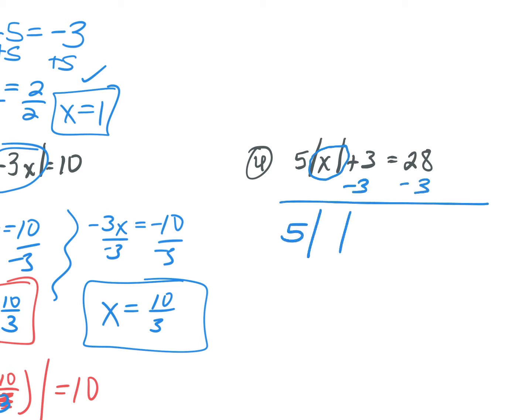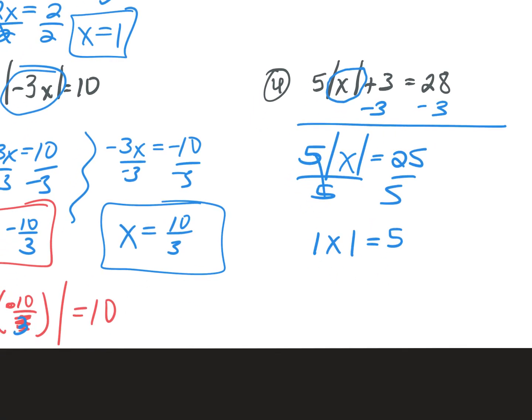Remember, we cannot set our two equations until your absolute value is completely by itself. Now I'm going to divide both sides by what? 5. So I get the absolute value of x equals 5. Well, this one's real easy to do. My two equations are x equals positive 5 and x equals what? Negative 5.